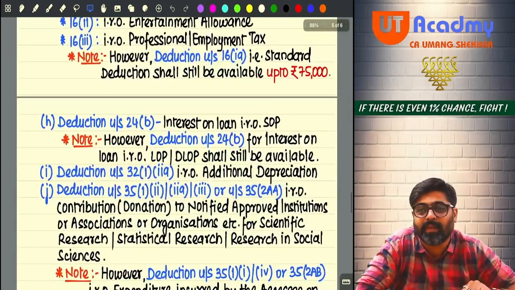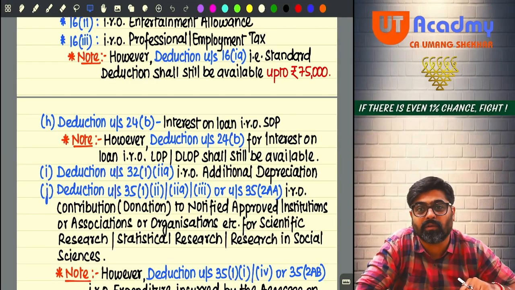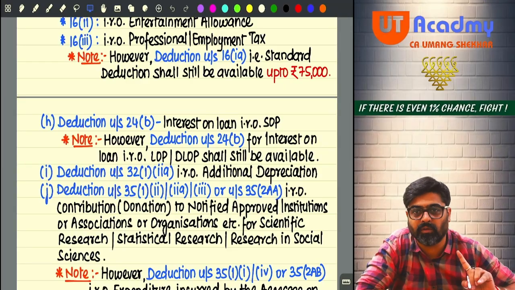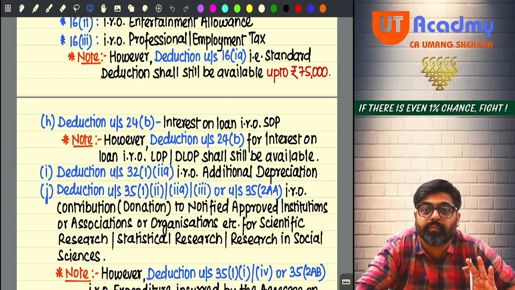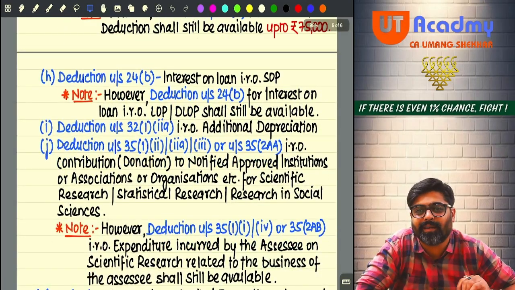Okay. Then do you remember SOP interest we used to claim up to 30,000 or sometimes up to 2 lakhs also? That SOP interest will not be allowed. If you follow 115BAC, only SOP interest will not be allowed. Meaning LOP, DLOP interest was allowed fully, and under 115BAC also, LOP, DLOP interest will be fully allowed. Will you remember? Hello?